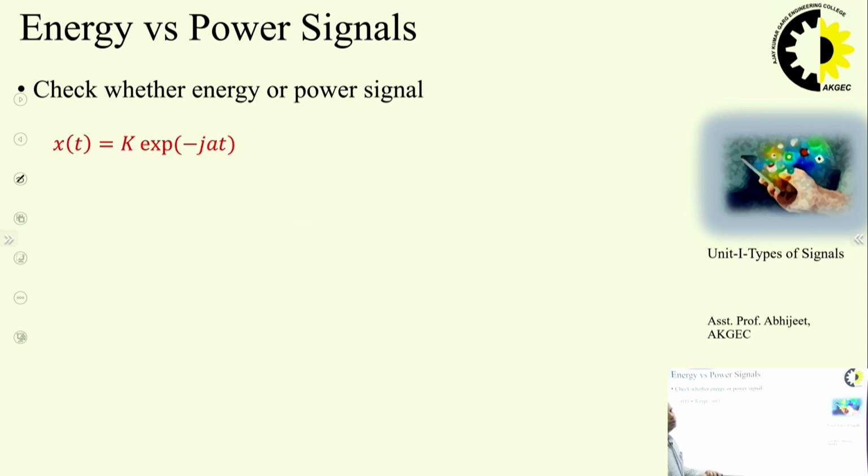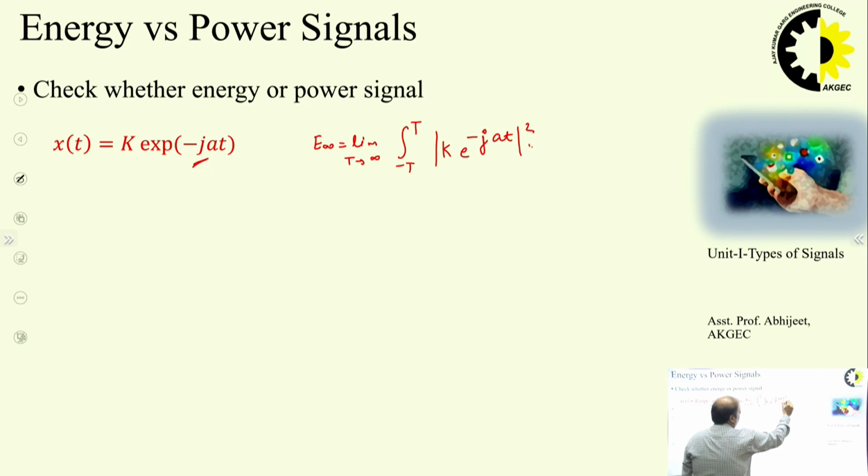Suppose a similar looking signal is K e raised to the power minus j a t. Due to this j, this signal is a complex exponential. What is the energy content of the signal? The energy content of the signal is, by formulation, limit capital T tends to infinity, integral from minus T to plus T of the magnitude of K e raised to the power minus j a t, whole square, dt. We perform the mod part. You can use Schwarz inequality also, but since it is a constant, I can take the mod for this.